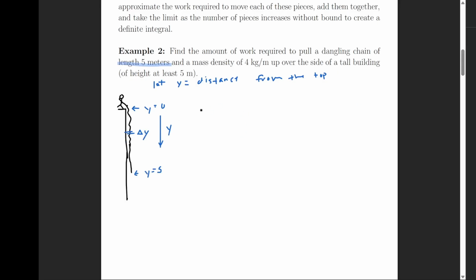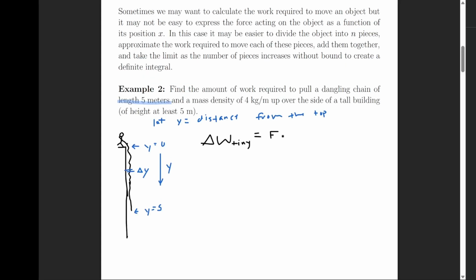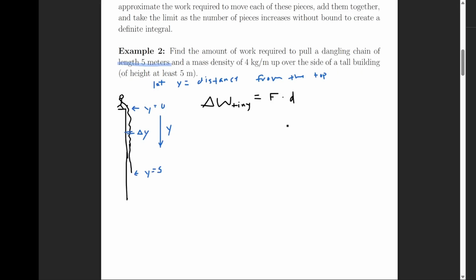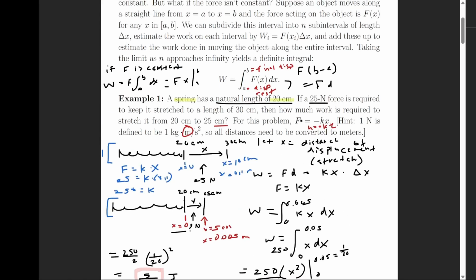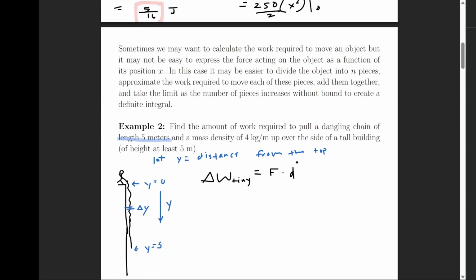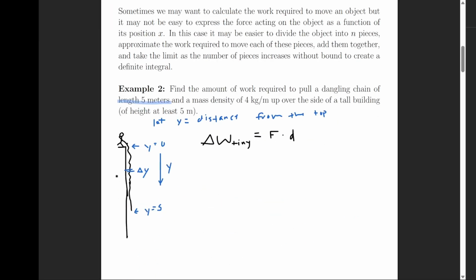So we have work. Let me do the work of our tiny little slice, which equals force times distance. So what's the force in this case? Remember, they don't give us a force, so you gotta use that noggin of yours to think. With springs, the force is always negative kx. In this case, what force are we working with? I'm going to give you 30 seconds. 3, 2, 1. We're working with gravity.